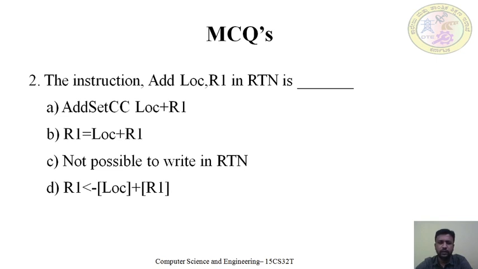In A, we are not seeing any add set CC LOC plus, that is not a register transfer notation. B, R1 equals, the equal sign is not in an RTN expression, so B is also wrong. C, not possible to write in RTN, no, that is possible. So there is D: R1 left implies content of LOC plus content of R1. The answer for this question is option D.